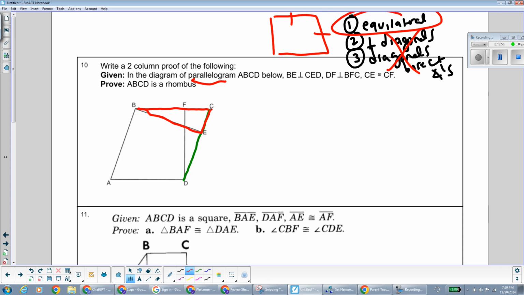BC is a side of this large triangle. DC is a side of this large triangle. So these are the two triangles I want to focus on. Because if I could prove these two triangles congruent, then I can use CPCTC in order to get the sides I need to prove that I have a rhombus. These triangles are overlapping, so it's hard to see what's going on. So I'm going to draw them separately.